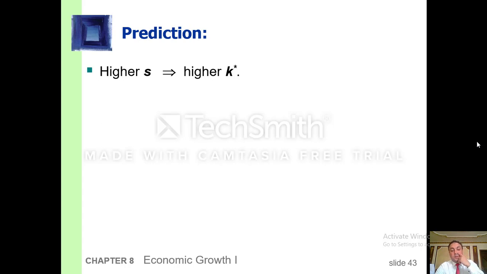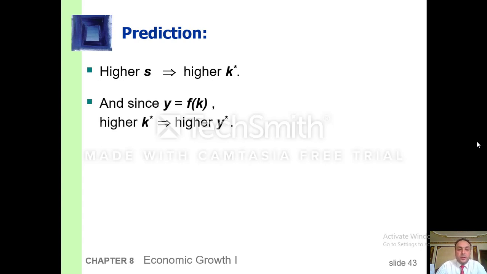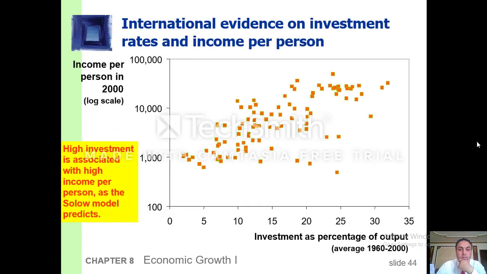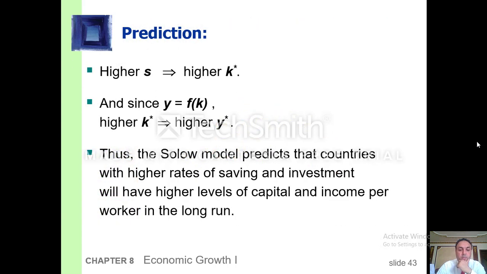So when the saving rate is higher, the steady state level of capital will be higher, and since the output is a function of the capital through the production function, the higher the steady state level of capital, the higher will be the steady state of the output. The Solow model here predicts that countries with higher rates of saving and investment will have higher levels of capital and income per worker in the long run.